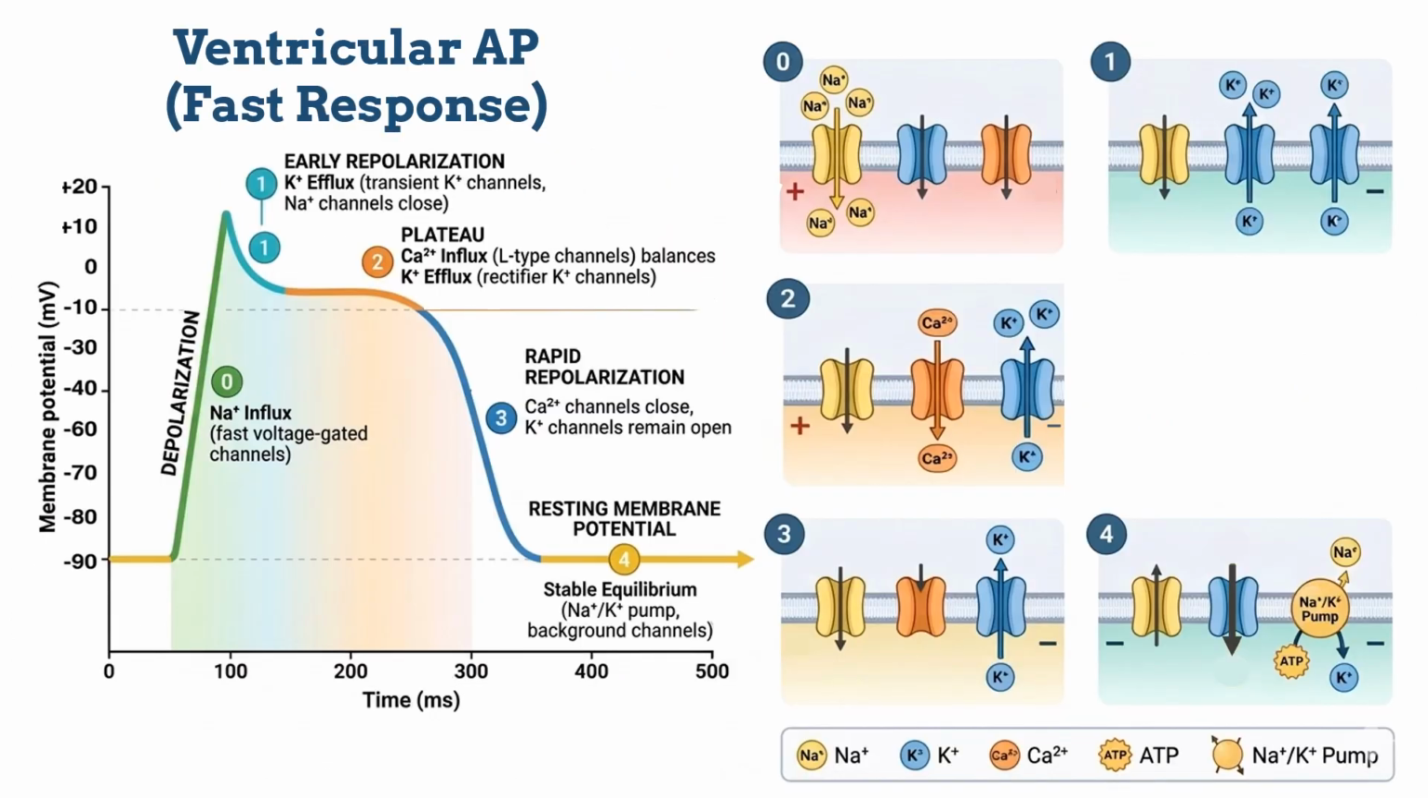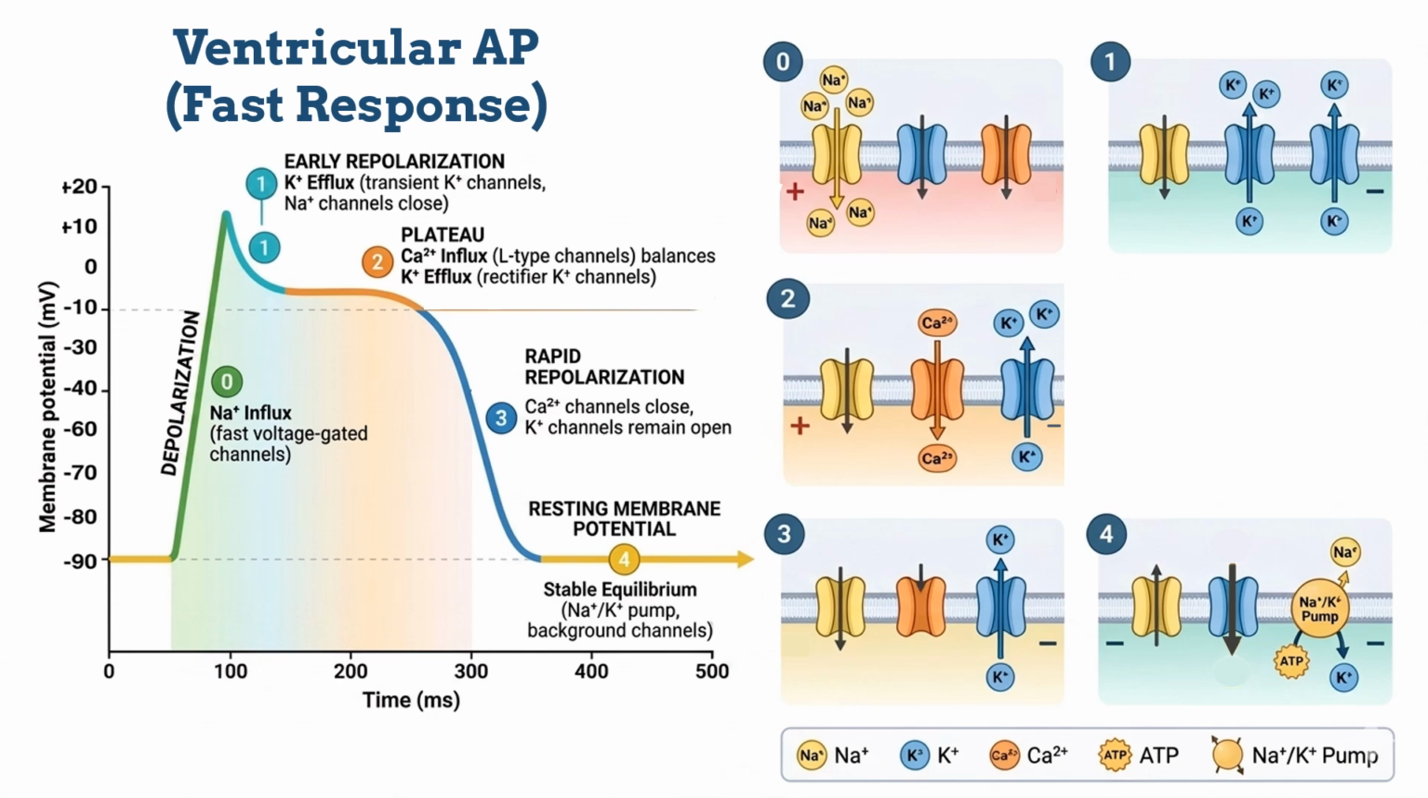With this, let us first explore the fast response cell in detail, the ventricular action potential. The ventricular myocyte action potential has the classic cardiac shape: a rapid upstroke, a brief notch, a long plateau, and repolarization. It is divided into 5 phases, 0 to 4.